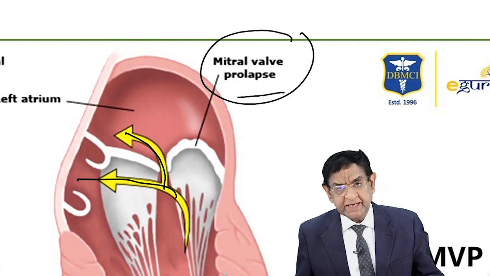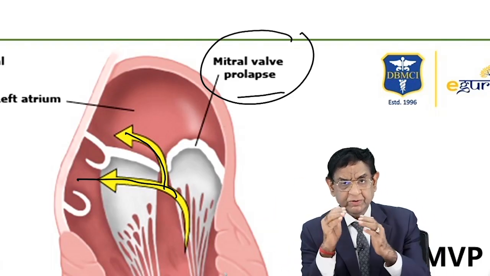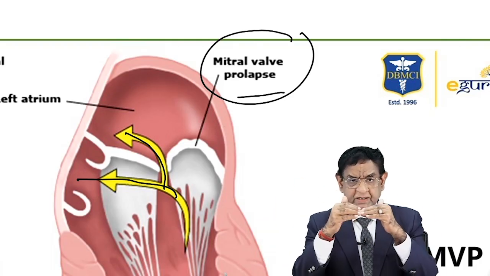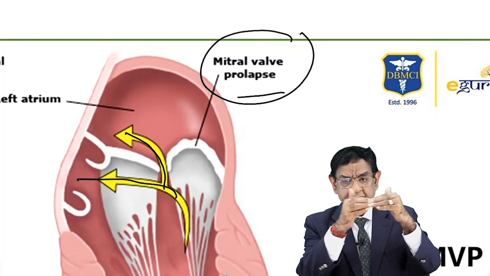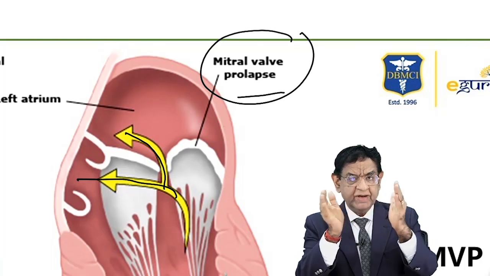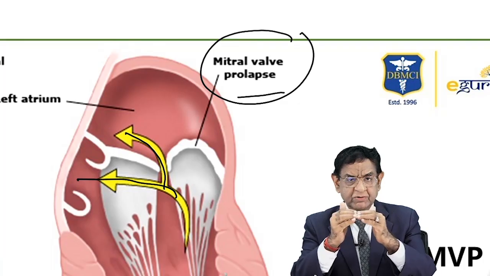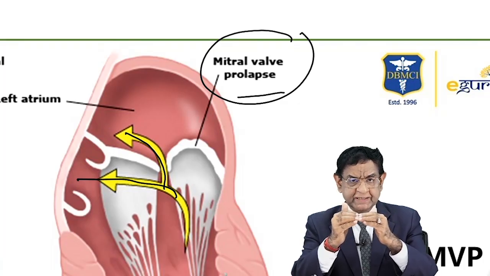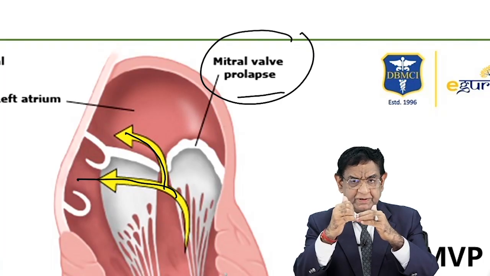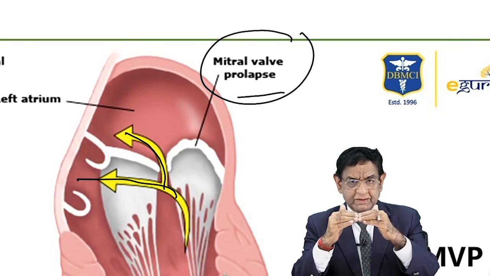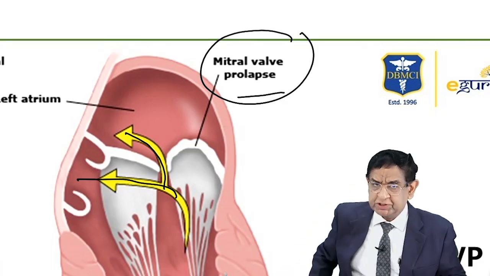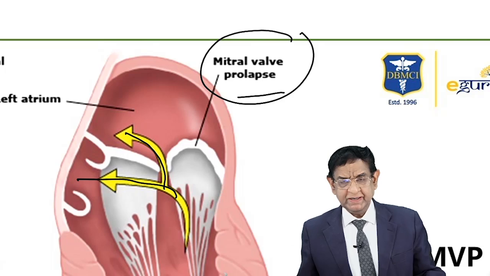Let me give you an example. This is the normal. Valves are closing. Now what happened? Prolapse is there, like this. When the valve gets prolapsed, it creates a gap. You try, all of you try. All the students should try. Leave your pen. Do like this.